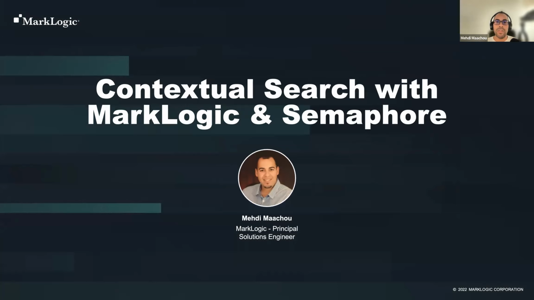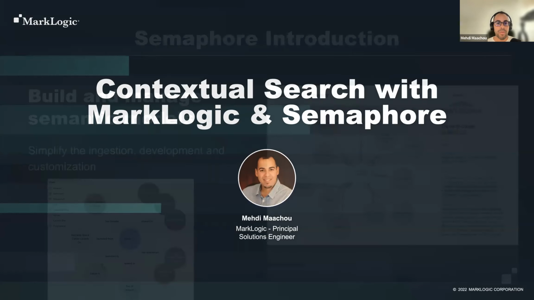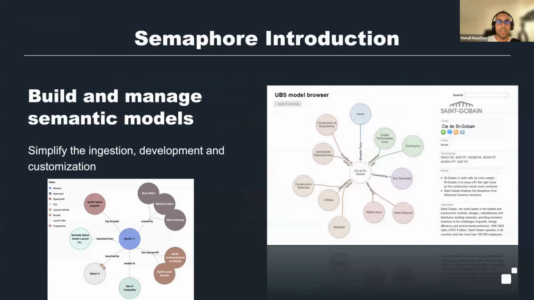Just to add a point to what the Syngenta team talked about. There are two ways of extracting meaning from content. There are the machine learning model based techniques, and there are the knowledge-based graph techniques. Semaphore is based on the second one. It comes with a set of tooling, and I'm going to touch on each one of them.